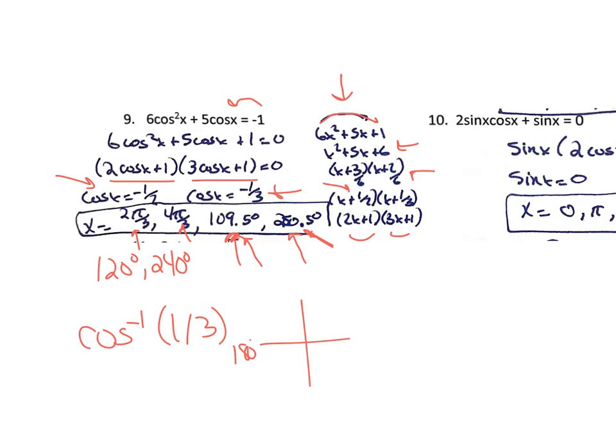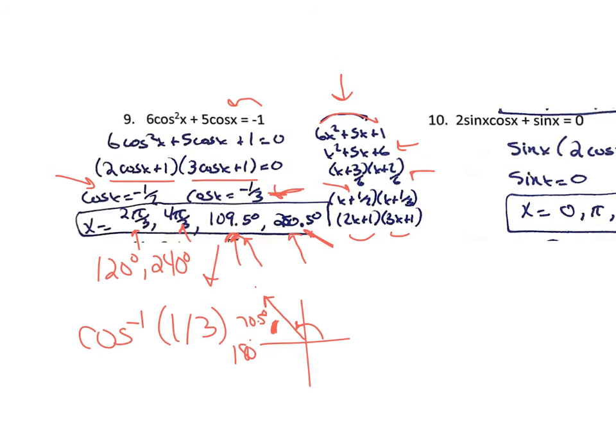When I punched this first part in my calculator, I got 109.5, which is about right there. That's about where 109.5 is. And the angle it makes right here is 70.5. And it's negative. I went there because it's negative. That's why it gave me the quadrant 2 answer.